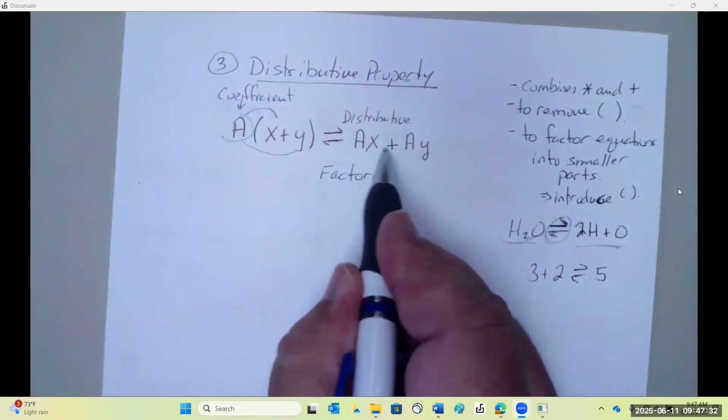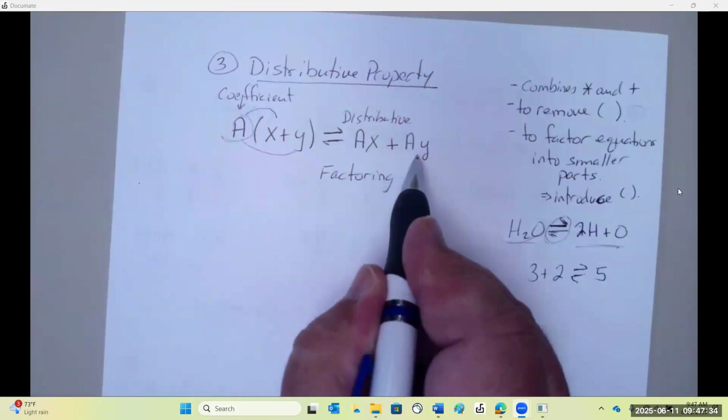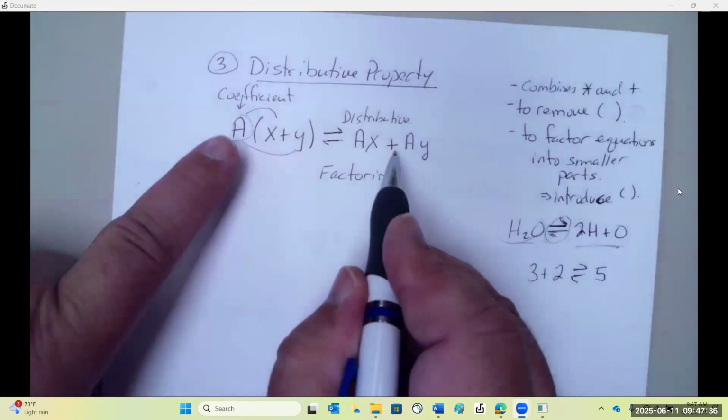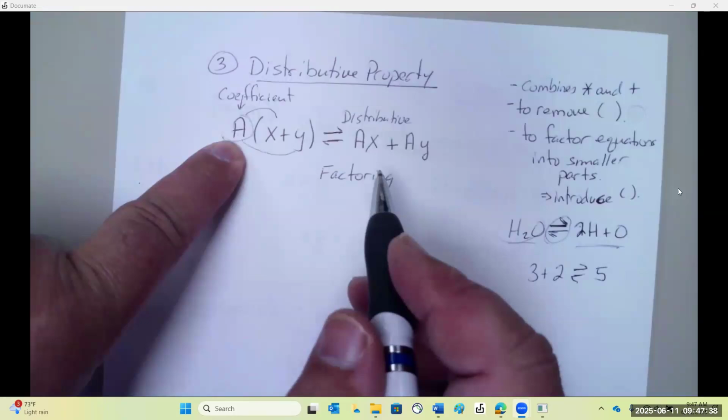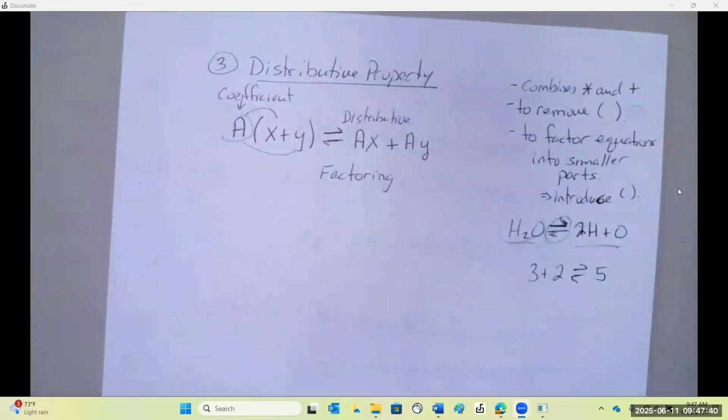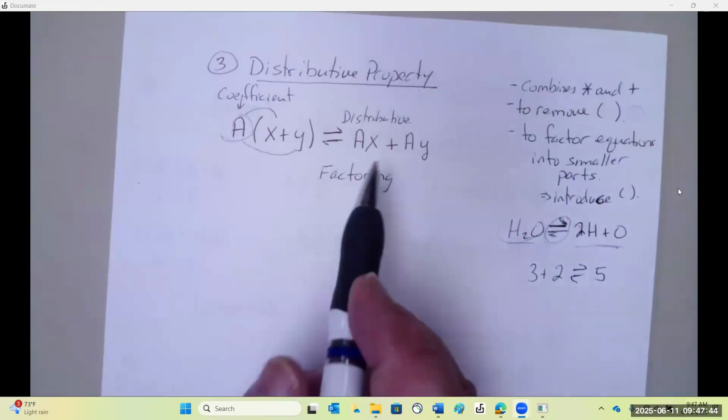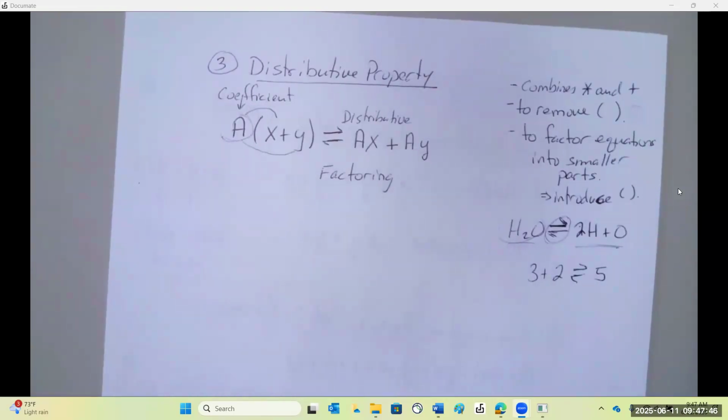Factoring is, what do they have in common? Whatever they have in common, that goes outside. And then whatever's left goes inside the parentheses. That's why this is a powerful tool. We're going to be using both of these properties, both of these aspects of this property throughout the rest of this course.